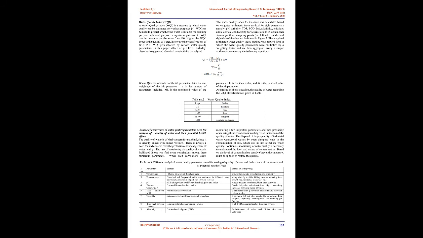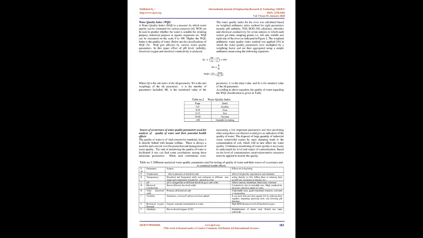Water Quality Index, WQI. A water quality index, WQI, is a measure by which water quality can be estimated for various purposes. WQI can be used to predict whether the water is suitable for drinking purpose, industrial purpose, or aquatic organisms etc. WQI can be measured on the scale 0 to 100. The higher the WQI, the better the quality of water. Below are the classifications of WQI. 5. WQI gets affected by various water quality parameters.